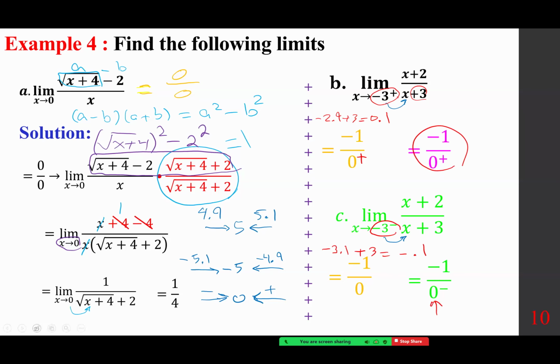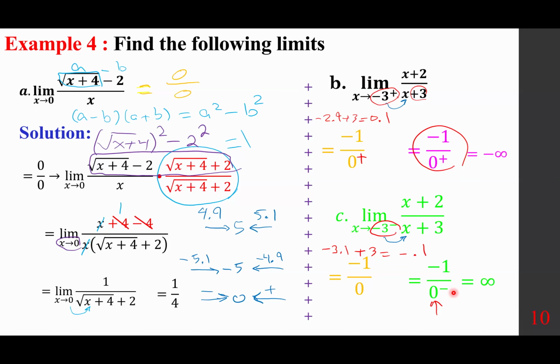So what is the difference? The difference, both of them are infinity. This is negative infinity because negative over positive is negative infinity, but negative over negative is positive infinity. That's how you figure out the sign. You need to practice this. It's very simple.